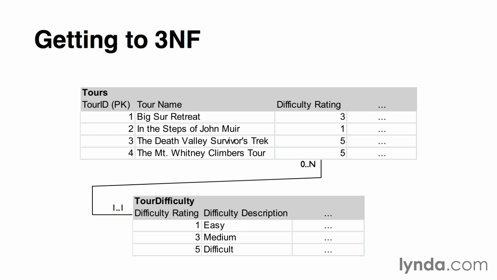The major advantage to this system is that it makes global updates really easy. If, for instance, we wanted to change the flavor of the description from difficult to strenuous, we simply make one change in the tour difficulty table rather than having to go through the entire tour table and update every occurrence.